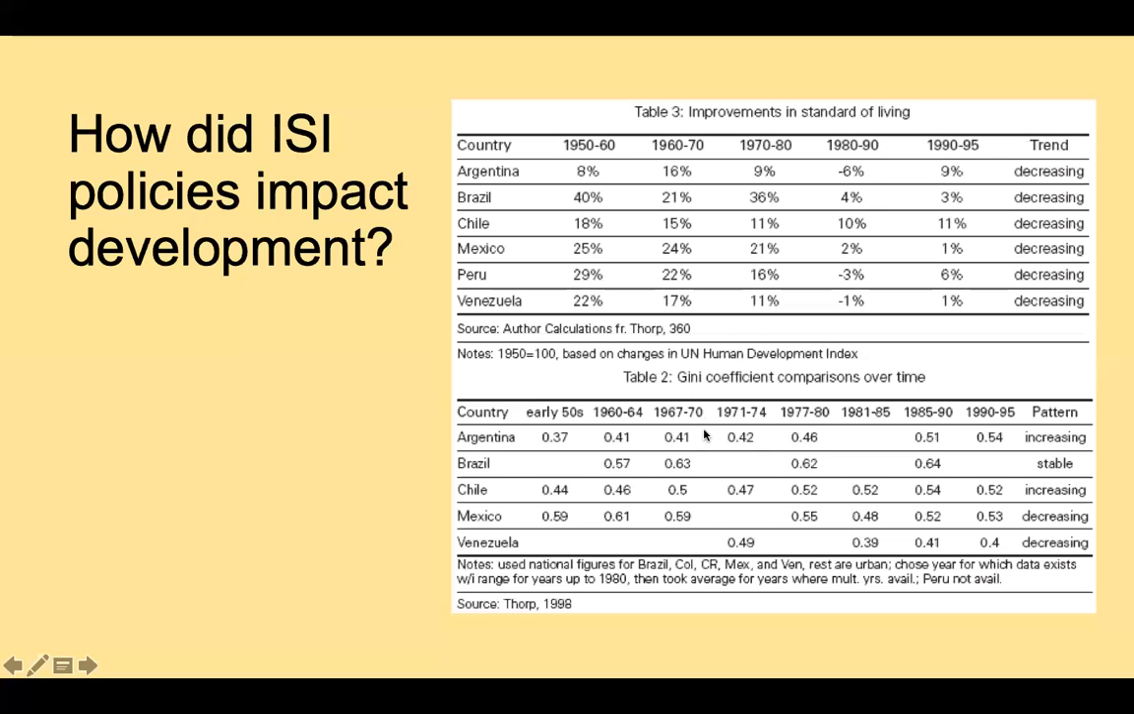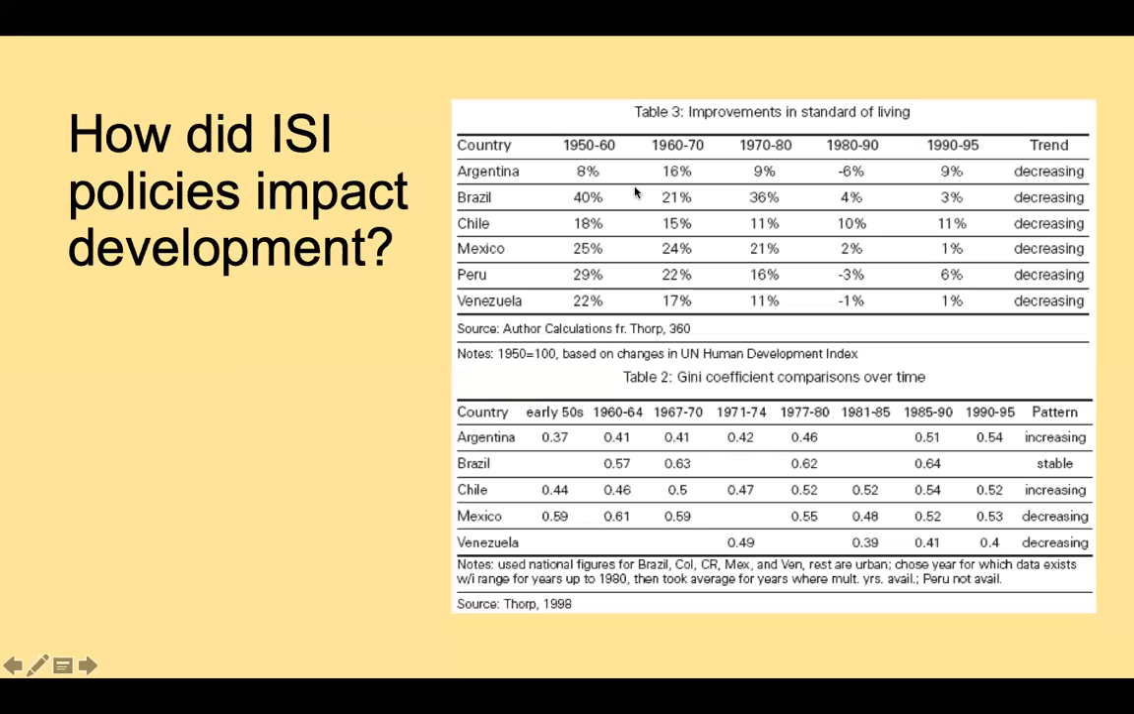Take a look at the Gini coefficient and you look at the change over time. And you notice that in most cases, the Gini coefficient reveals an increase over time. The only exception, oh, there really are no exceptions. So generally speaking, ISI did not correspond with a significant improvement in the standard of living, and it did not correspond with a significant reduction in income inequality. Instead, we didn't see a significant change in those indicators. In fact, we saw a decline in standards of living.